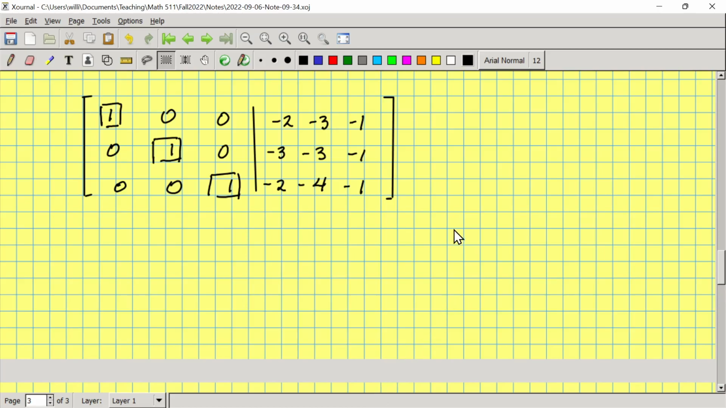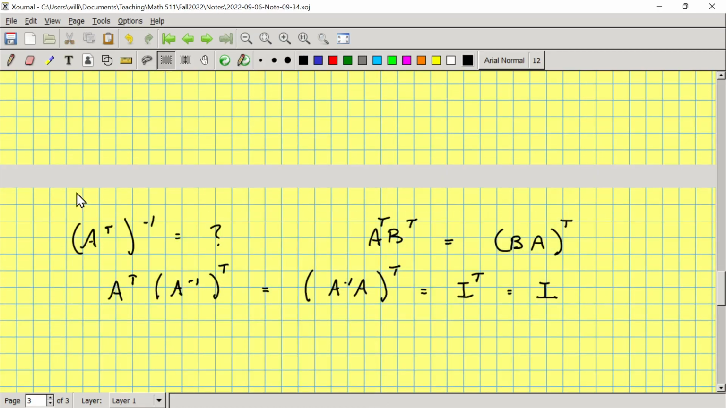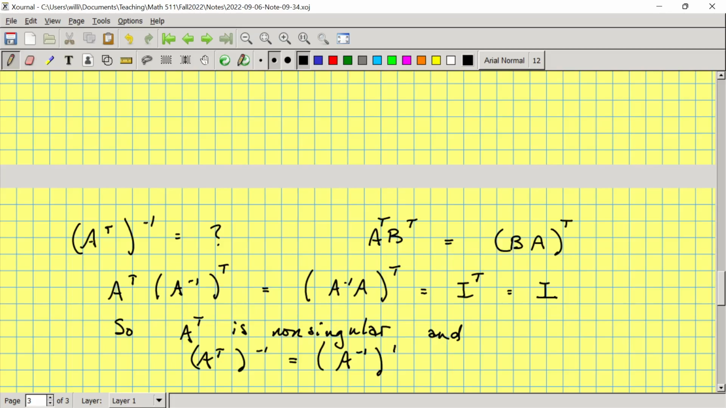Well, and since we found the identity at the end, are we done? Yes, because we found the identity at the end, we can conclude that A transpose is non-singular because it's invertible, and the inverse of A transpose is the thing we multiplied by A transpose to get the identity, the transpose of A inverse. See, this is a perfect example. How did I show that if A is non-singular, then A transpose is non-singular? I produced its inverse.